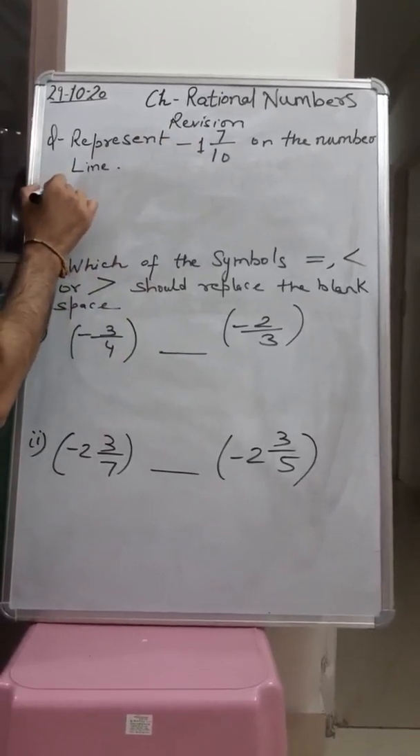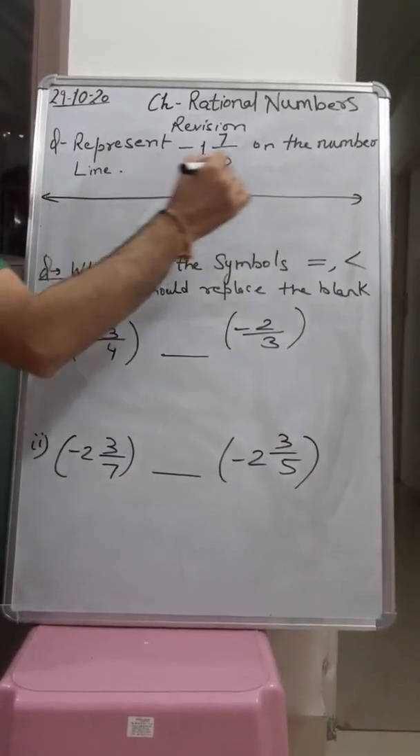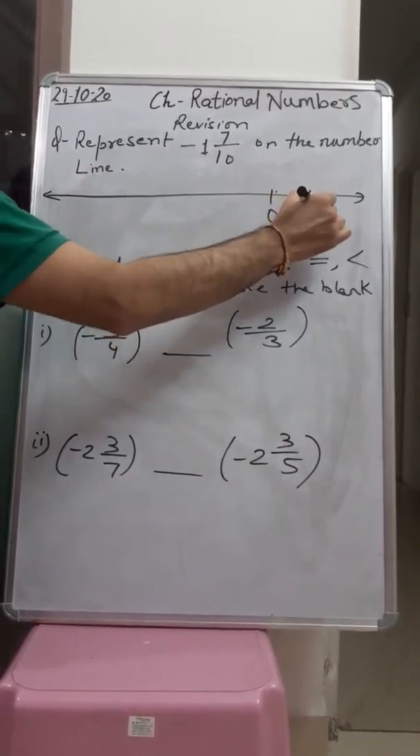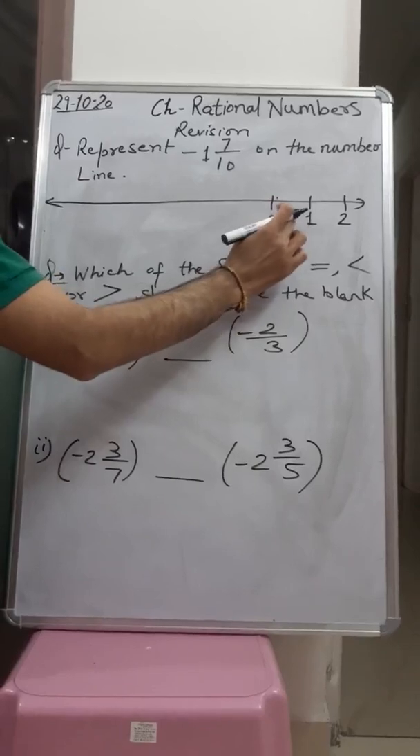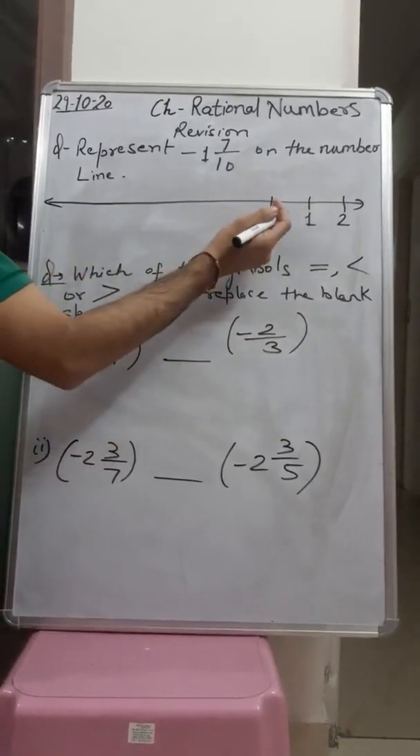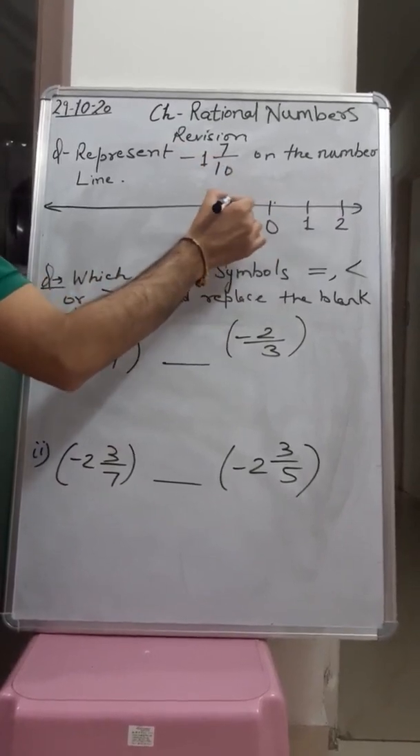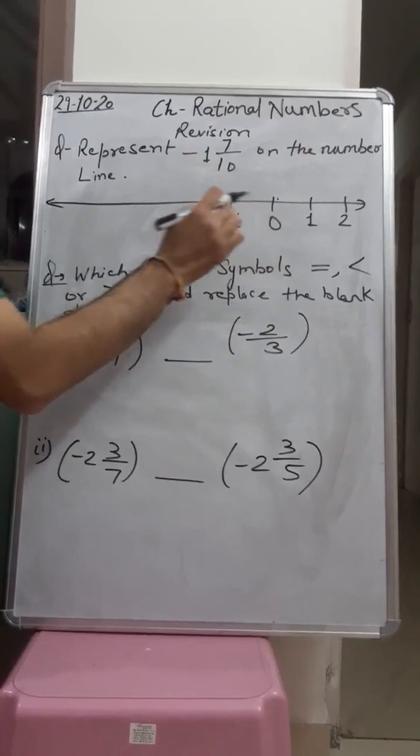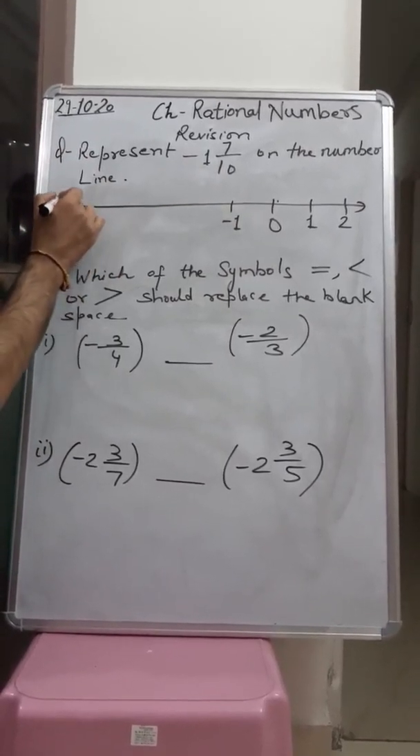So here first we are going to draw a number line, and on this number line we are going to plot the numbers, that is integers. To the right of 0 the positive integers will come, and to the left of 0 the negative integers will come. That means 0, minus 1, and this number will come between minus 1 and minus 2. That means we will take only minus 1 and minus 2.